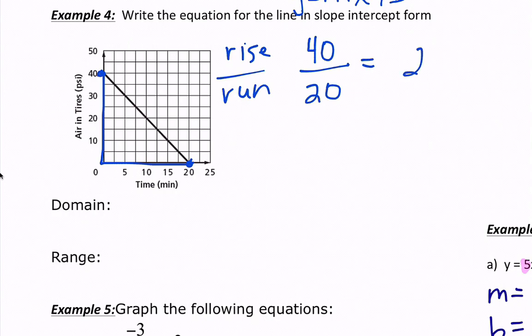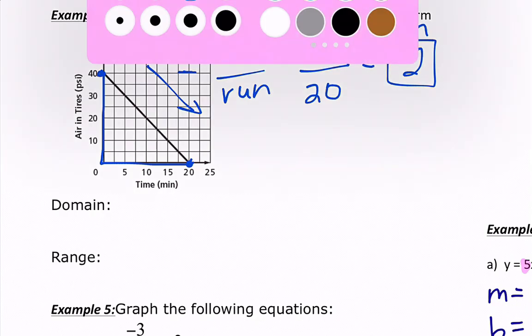Our last step is to look as I go from the left. So put your pencil on the left side and trace it to the right. I know it's going down, which tells me my slope has to be a negative. So my slope is a -2. So we know the m.